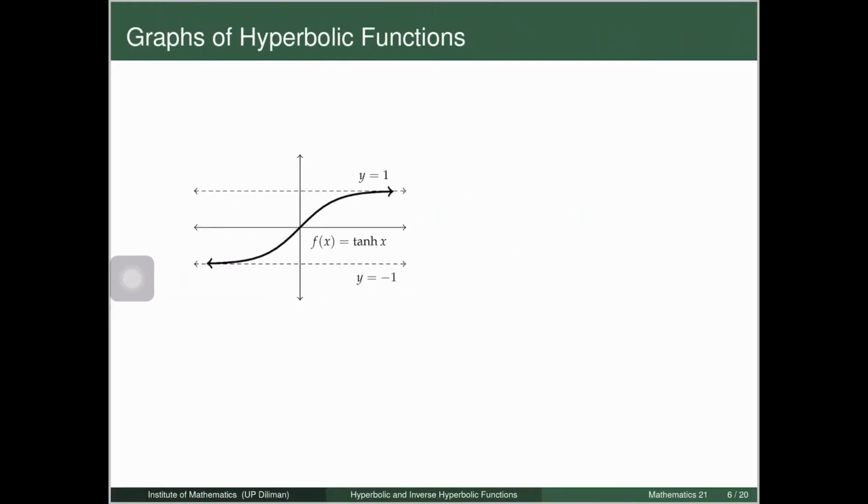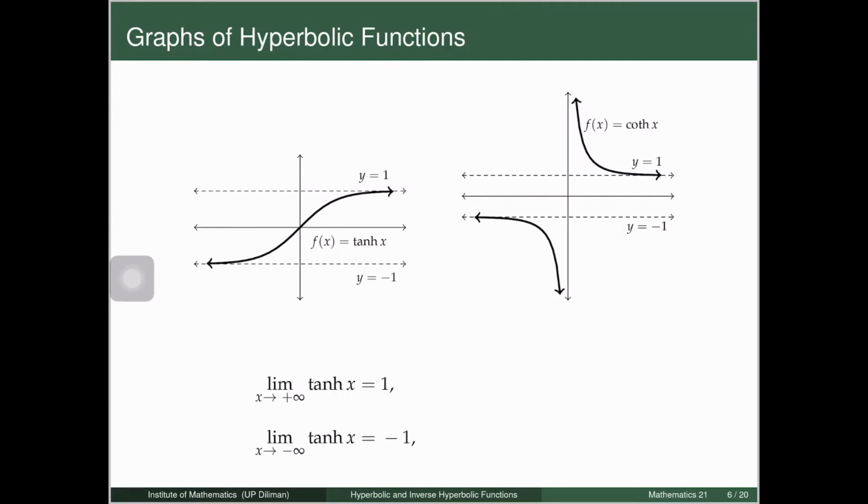So let's say we consider yung tanh x natin. So what is the limit of tanh x as x approaches positive infinity? So ang sagot ay positive 1. Limit ng tanh x as x approaches negative infinity should be equal to negative 1 naman. So makikita natin sa graph.